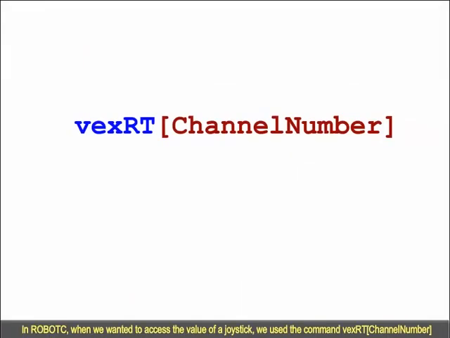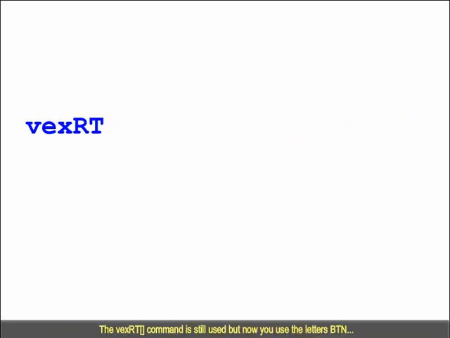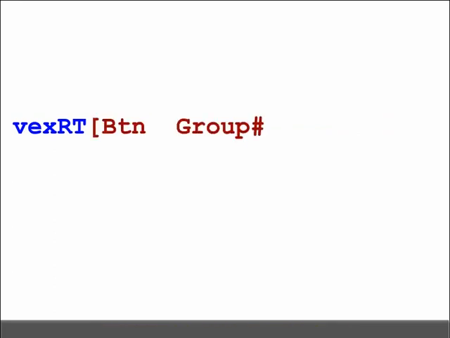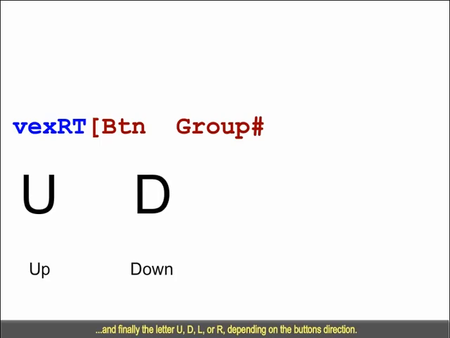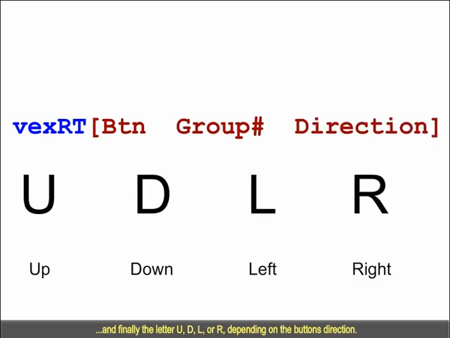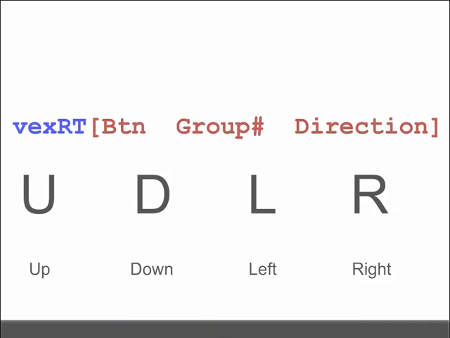In Robot C, when we wanted to access the value of a joystick, we use the command vexrt channel number. Accessing button values in Robot C is very similar. The vexrt command is still used, but now you use the letters btn, followed by the group number it belongs to, and finally the letter U, D, L, or R, depending on the button's direction.